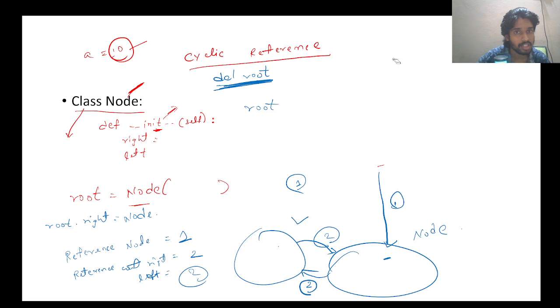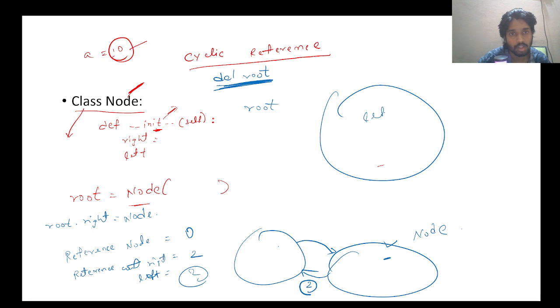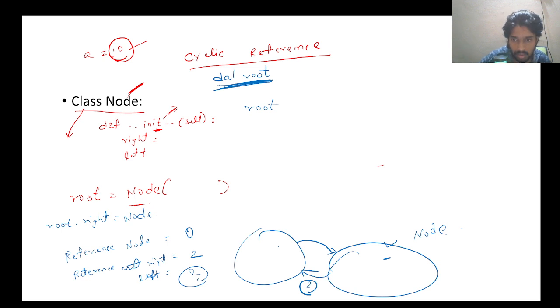When this gets deleted, we just now saw the cascading effect: when the reference count of node becomes 0, it will also decrease the reference count of the objects that the deleted object was pointing to. The deleted object was pointing to this, so the reference count will be decremented. So the reference count of right will be decremented to 1, the reference count of left is decremented to 1. First it was 2, now it is only 1.